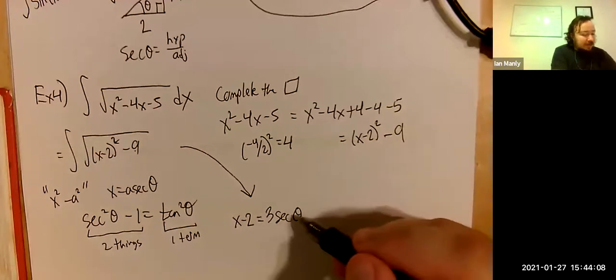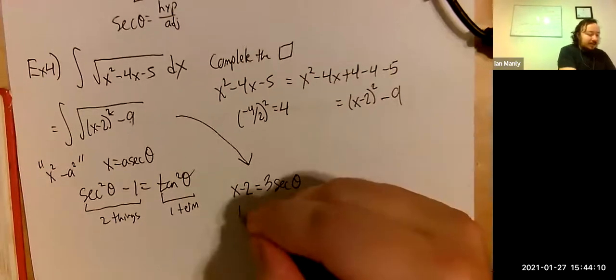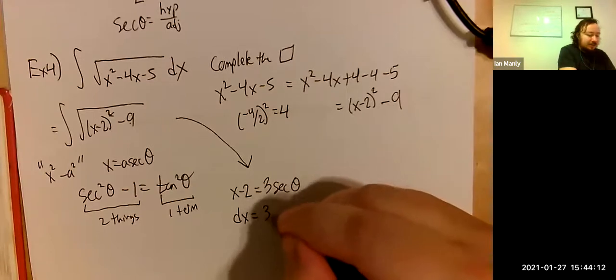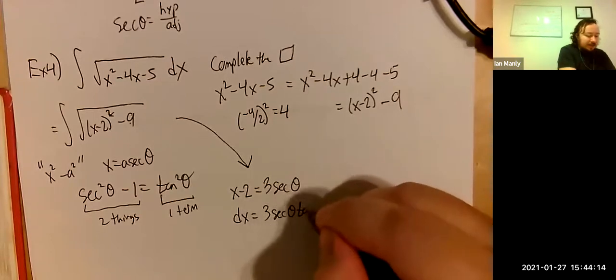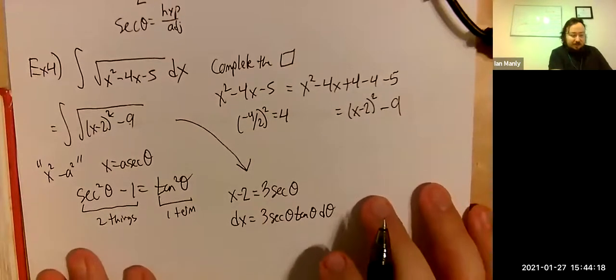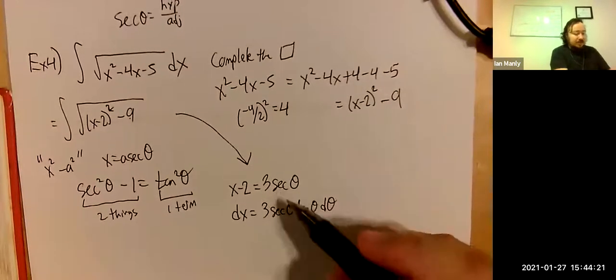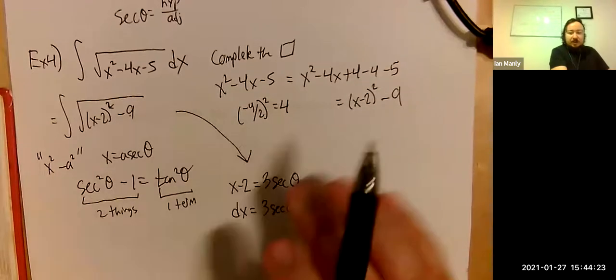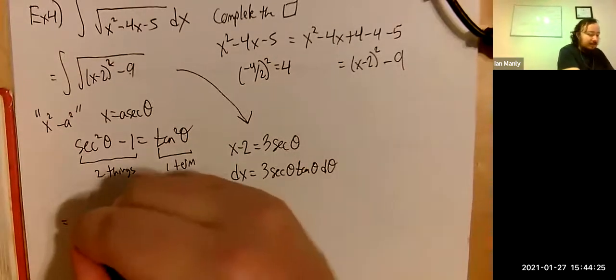All right, so x minus 2 is going to be 3 secant of theta. dx is going to be 3 secant of theta, tangent of theta, d theta, right here. All right, so now that we have all of this stuff, we can go ahead and substitute in here.